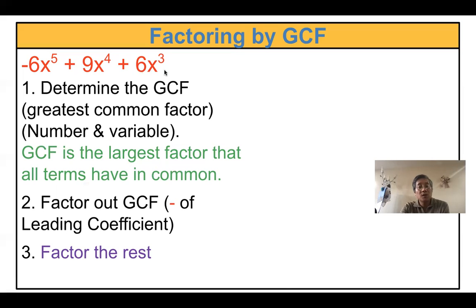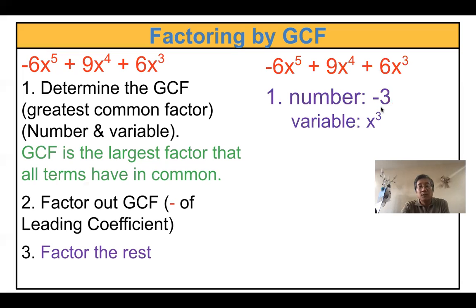Then we choose the lowest degree of x as the common. So x to the fifth power has x to the third power as a common, right? Don't choose the highest one, because x cubed doesn't have x to the fifth power in it, right? So x cubed has x cubed. x to the fourth power also has x cubed in it, right? As a factor. So choose the lowest one for the variable. So x cubed is the variable part. So now the number is negative 3, the variable is x cubed. Everybody get it? So you combine this, negative 3x cubed will be the greatest common factor.